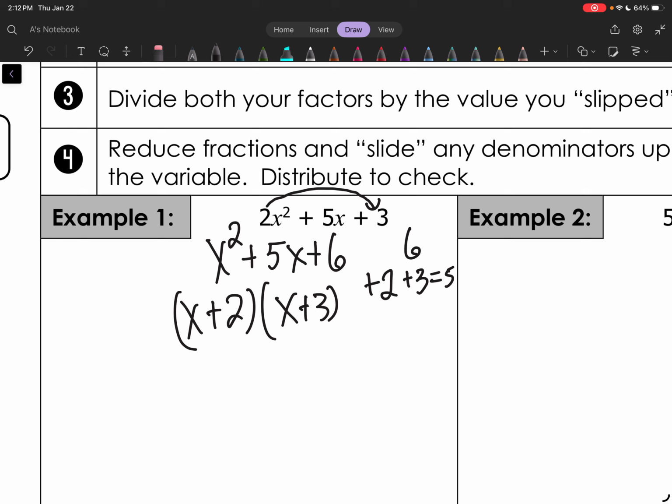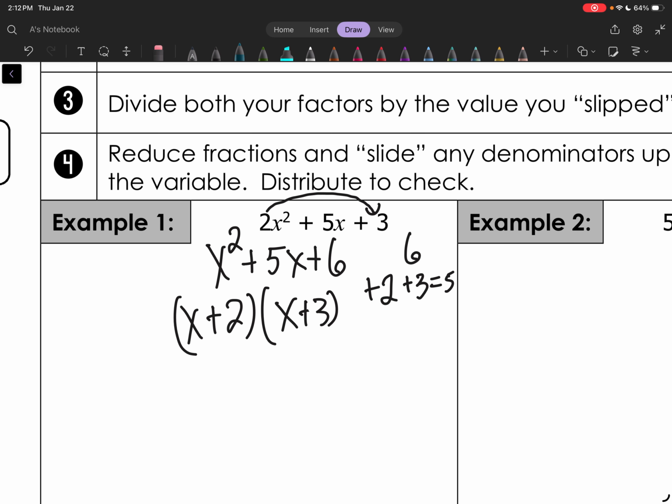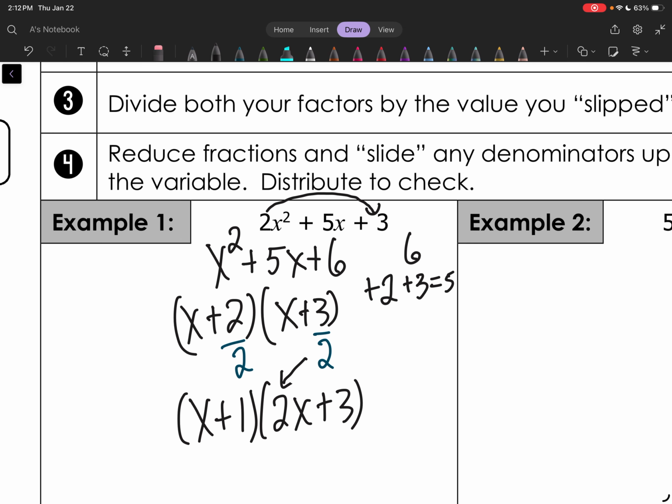We are not done here. I have to take both of my terms and divide by 2 because I multiplied by 2 at the very beginning. All right, the first one. I can simplify 2 divided by 2. This is x plus 1. I cannot simplify 3 divided by 2. So I'm going to take my 2 and move it in front. So it'll be 2x plus 3, and I'm finished.